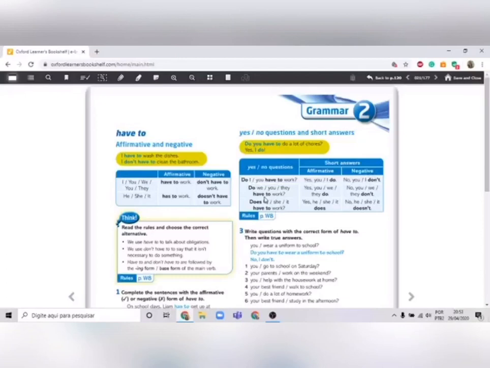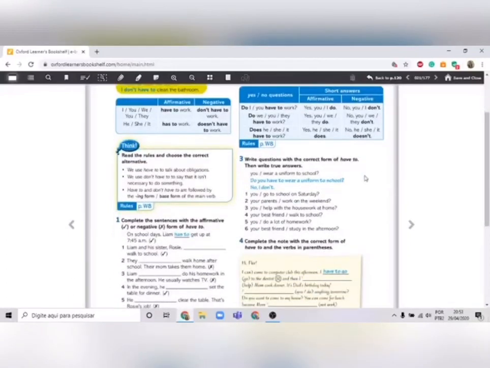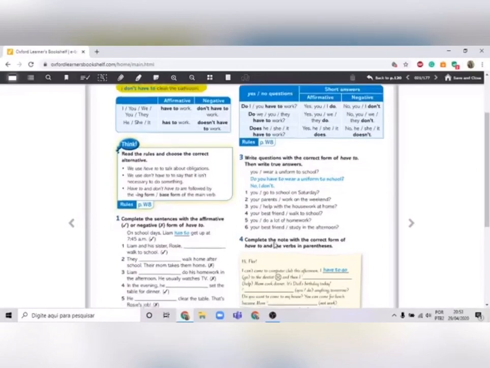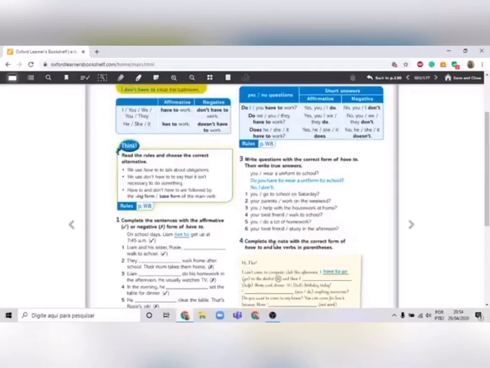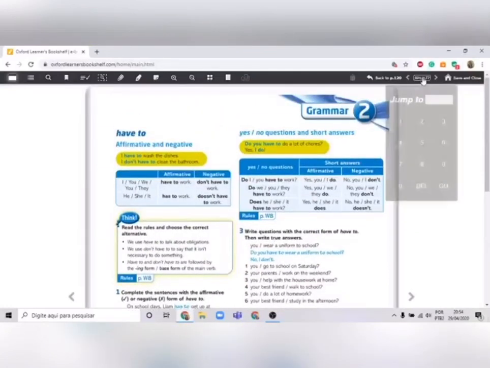And if the question is with does, the answer will be with does too. We use do for I, you, we, they, and we use does with he, she, and it, okay? And we did exercises 3 and 4 in class. For homework, we have exercises 1, 2, 3, and 4 on page W10. So let's correct it.